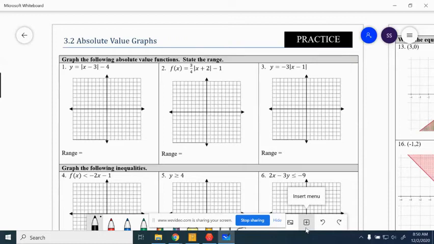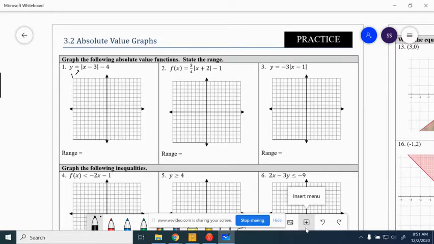Okay, looking at 3.2 absolute value graphs, practice problems today. Looks like the first three here, we just need to list the range of these absolute value equations. So we can go ahead and first start out by just graphing them out.